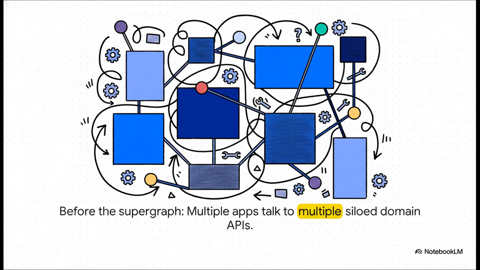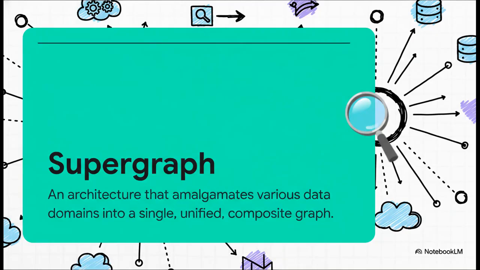And this is what that looks like in the real world for a lot of companies. It's that tangled web all over again, isn't it? Every time a team wants to build a new app, they have to figure out how to talk to all these different siloed services. It's a ton of duplicated effort and a recipe for headaches. So how do you fix it?